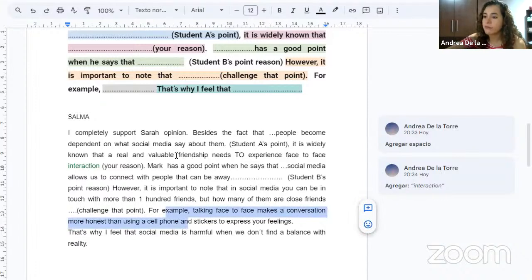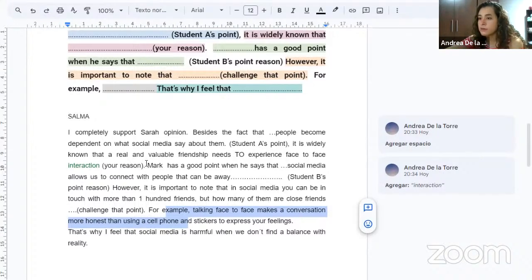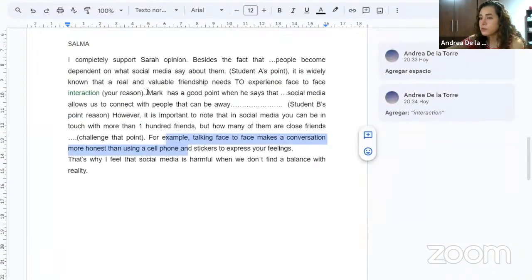But here, maybe you can say a real and valuable relationship, either friendship, with family members, romantic relationships, or even relationships in the professional area, need to experience face-to-face interaction. So maybe that would be one comment, but overall, I would say it's a good idea. It's new, grammar is good. Then we say Mark has a good point when he says that social media allows us to connect with people that can be away. Okay, good. The social media allows us.